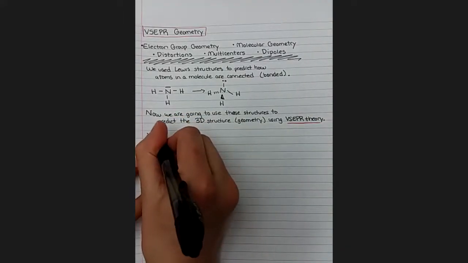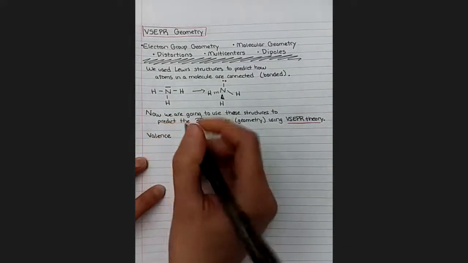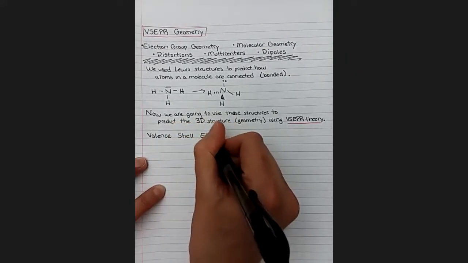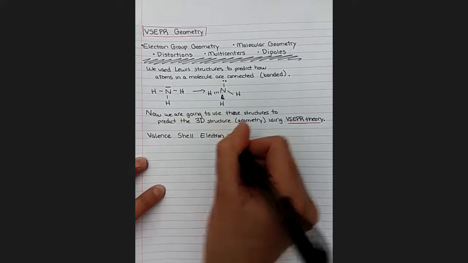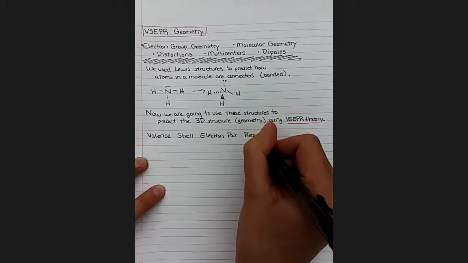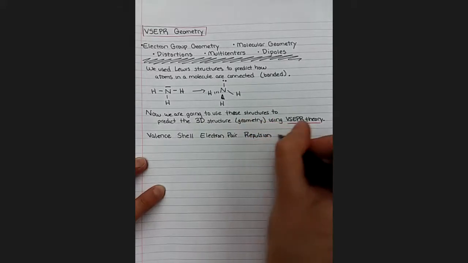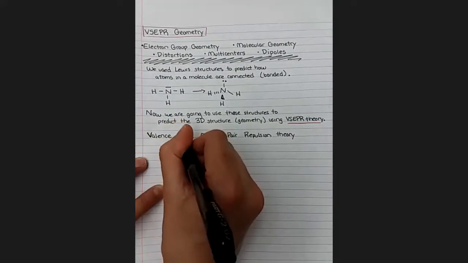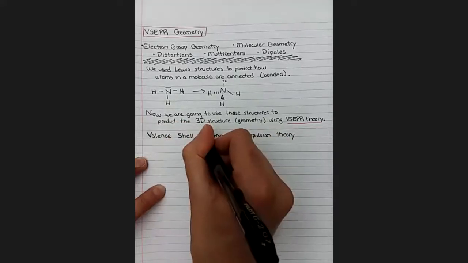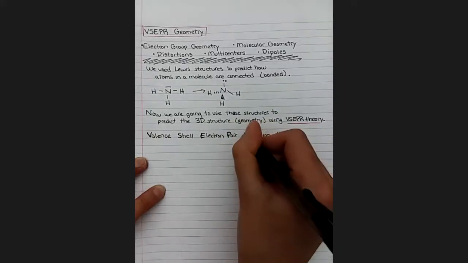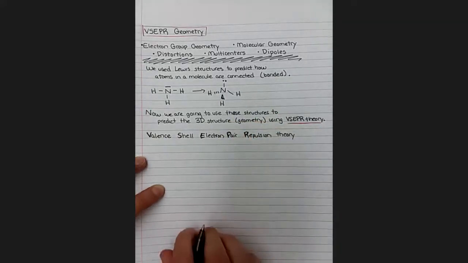So VSEPR is an acronym for valence shell electron pair repulsion theory. So it would technically be pronounced VSEPR theory, but that sounds absolutely ridiculous. So we've fudged it a little bit and we call it VSEPR theory. Or you can just call it valence shell theory if you feel better about that.